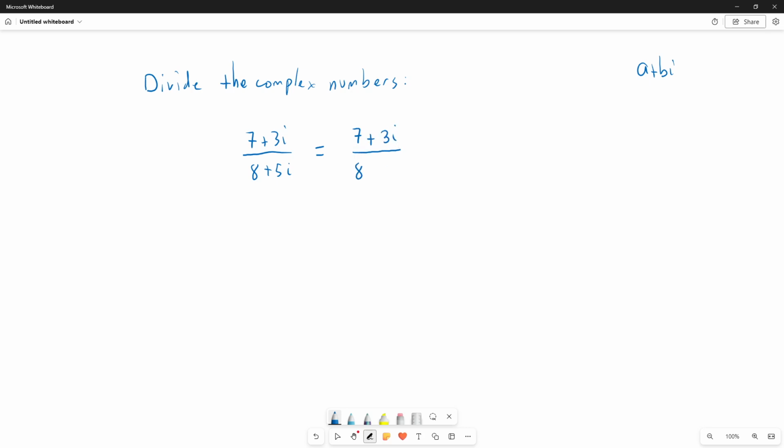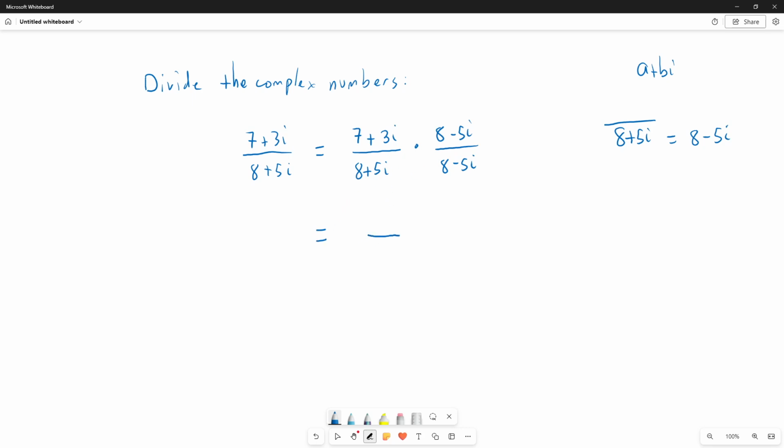So we will multiply this original fraction here by the complex conjugate of the denominator over itself. So the conjugate of 8 plus 5i is 8 minus 5i. You simply negate the imaginary part. 8 minus 5i over 8 minus 5i. So of course we're multiplying by 1, and so that doesn't change the value of the original expression.